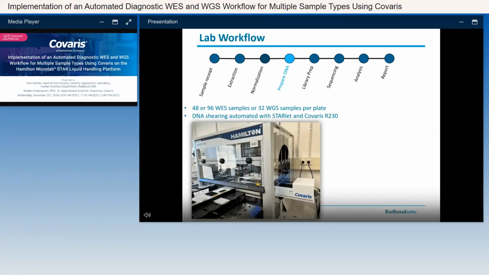And after that, when we start with the preparation of the DNA, we can load 48 or 96 exome samples into the robot system, what you see here on the picture, or we run 32 whole genome samples per plate. And we start DNA shearing with the Starlet and on the Covaris R230. And in the next slide, I have a small video where you can see how the system works.